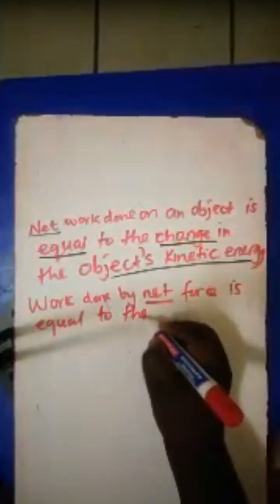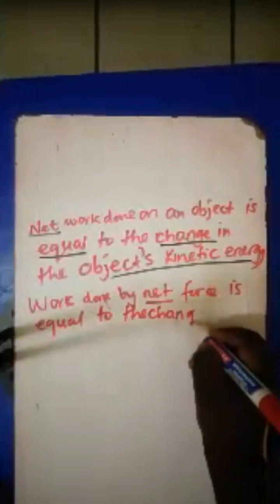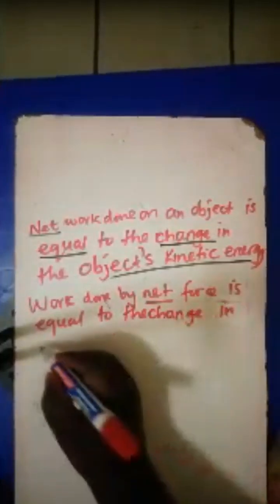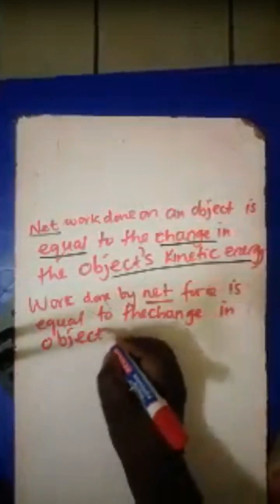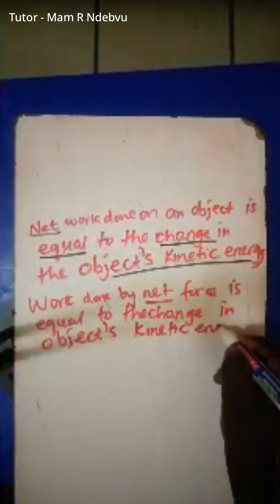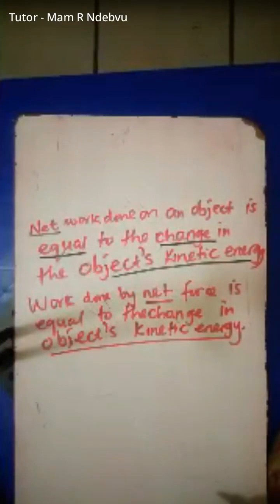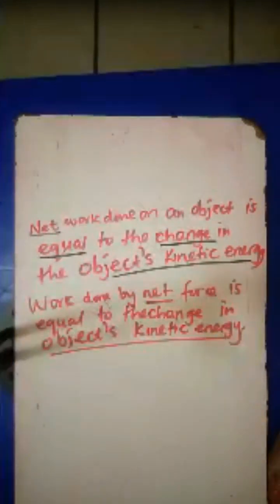to the change in object's kinetic energy. This was also very correct. But please take note of the underlined words. If any underlined word is missing, then we deduct 1 mark. If it's in the wrong context, then it's a 0. So you check yourself in context. If your underlined words are there, you give yourself 2 out of 2.